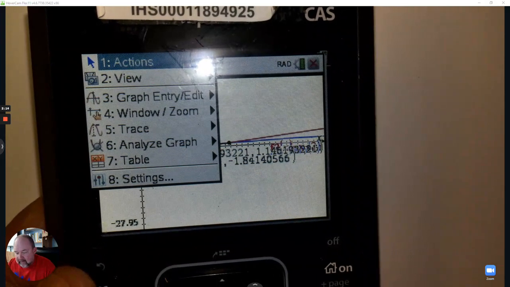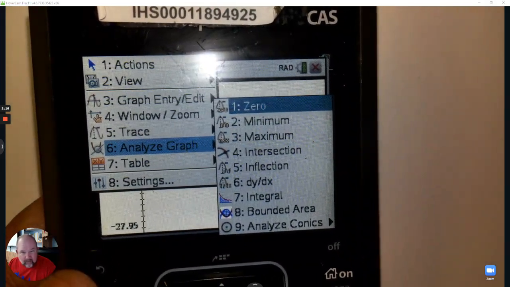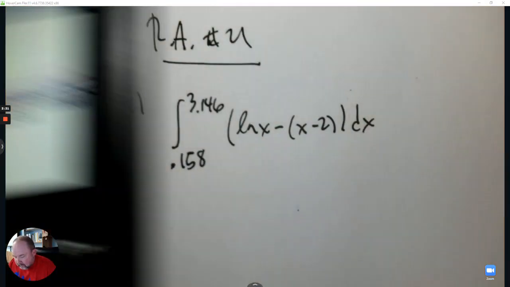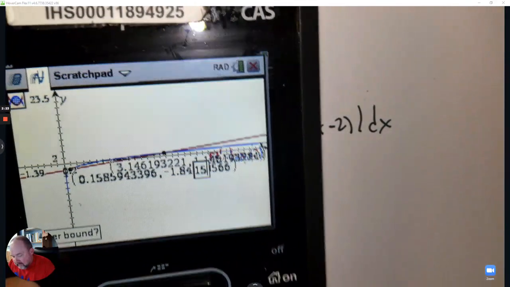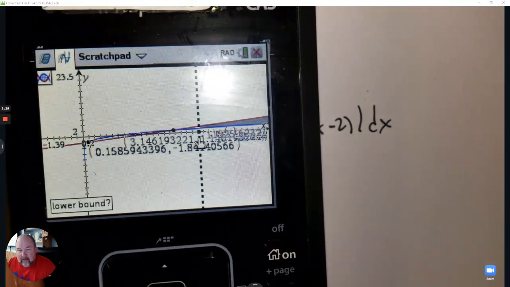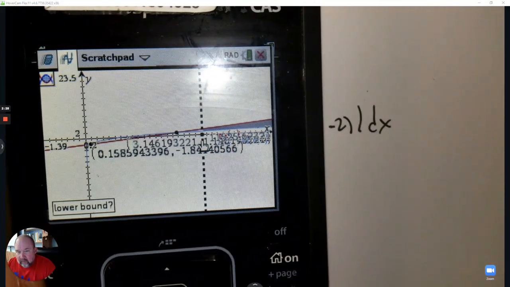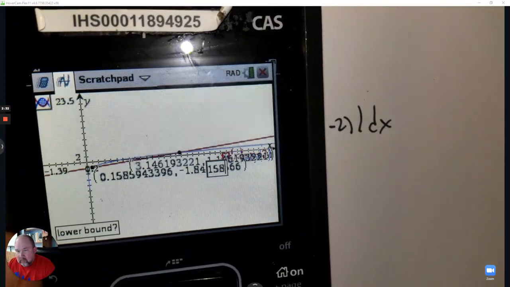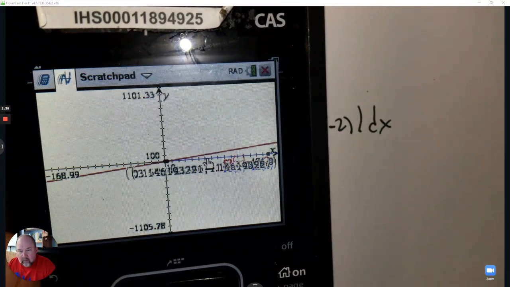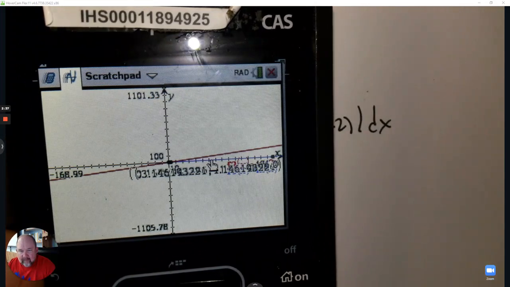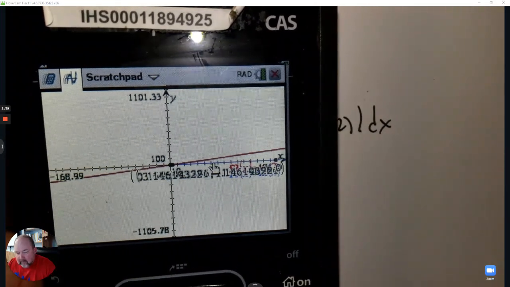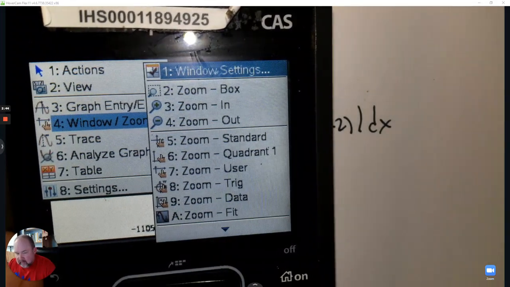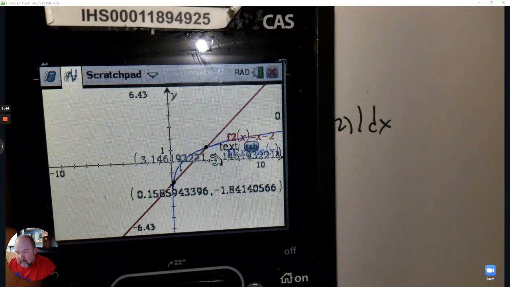The menu, analyze, I can do it right off here. So I'm going to integrate the bounded area. And then it says, what's the lower bound? You type in 0.158 and then press enter. Let's try that again. What just happened? Okay, menu, window. Okay. So let's try it again.